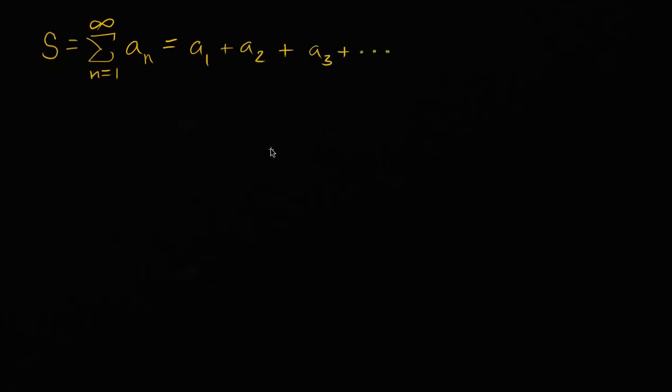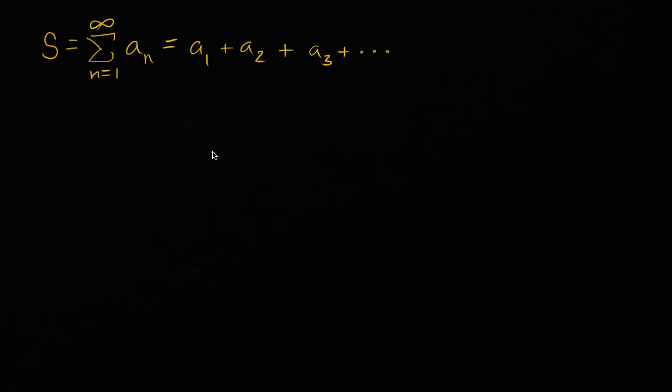Let's say that you have an infinite series S, which is equal to the sum from n equals 1 to infinity of a sub n. And this is all a little bit of review. We would say, well, this is the same thing as a sub 1 plus a sub 2 plus a sub 3. And we would just keep going on and on and on forever.